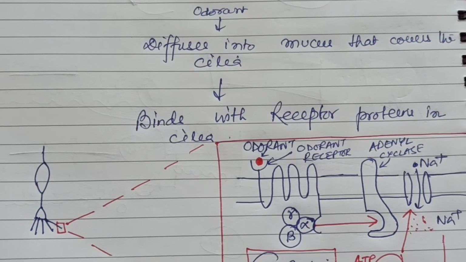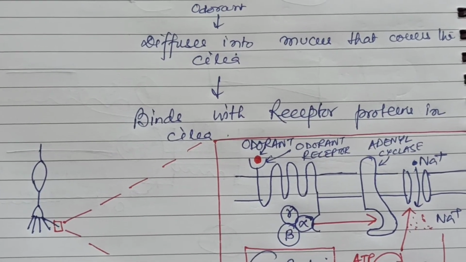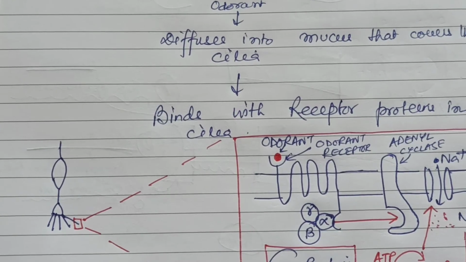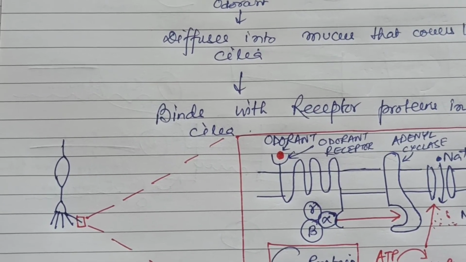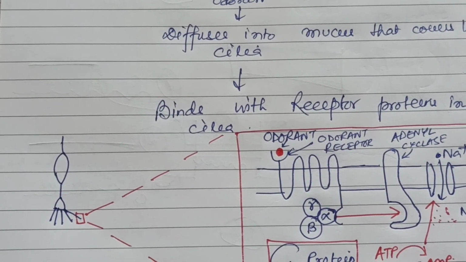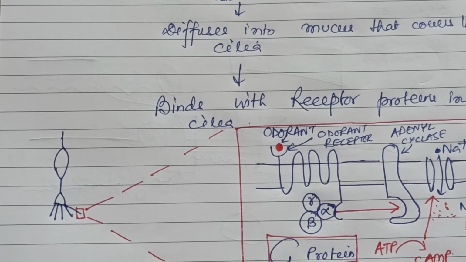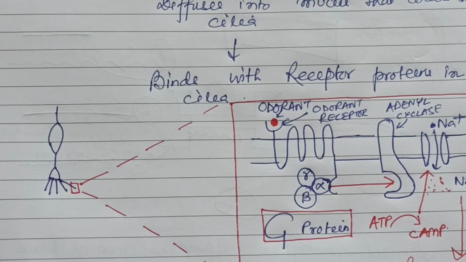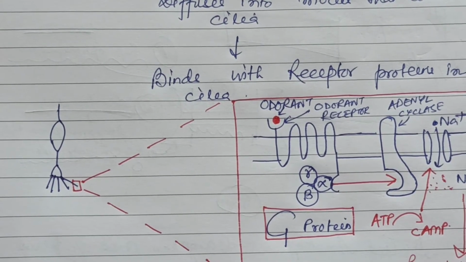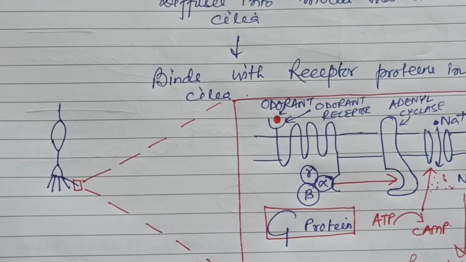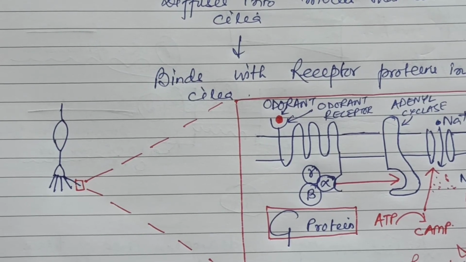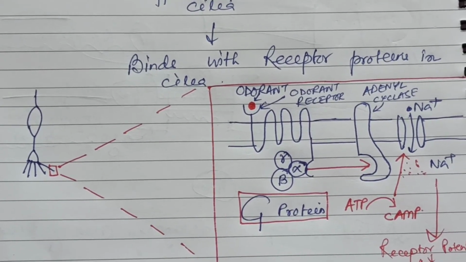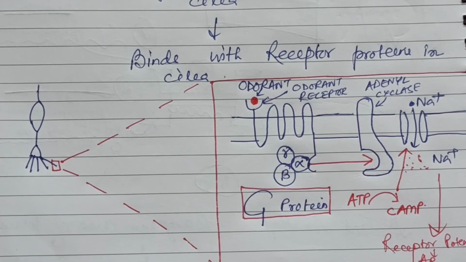What is the mechanism of olfaction? The odorant molecule, that is the odor or the smell of the molecule that you would get, diffuses into the mucus that covers the cilia. You can see in the diagram the receptor molecule, you can see the knob, and then on the left side I have boxed a cilia. This is the diagram of the cilia, the macroscopic diagram.